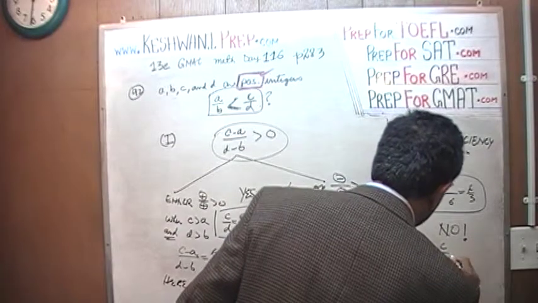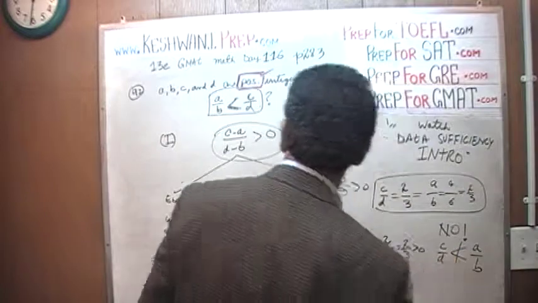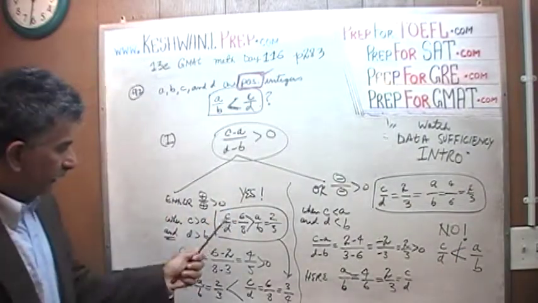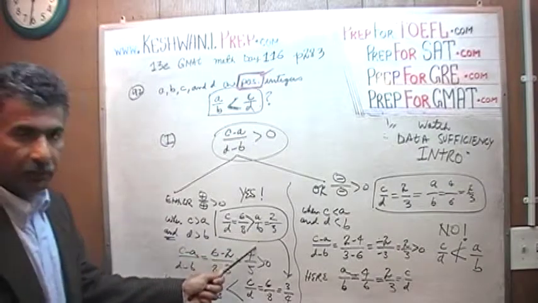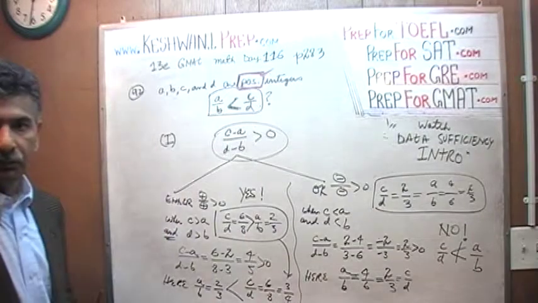C over D is not less than A over B. Here the answer was yes. C over D is greater than A over B. So depending on what the values are, we can't really tell, we can't answer this question.